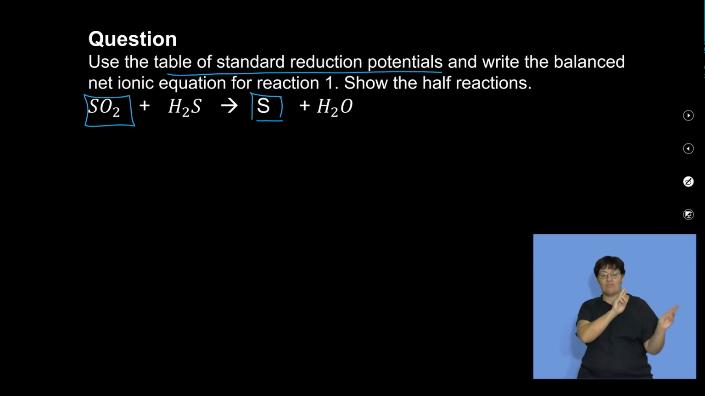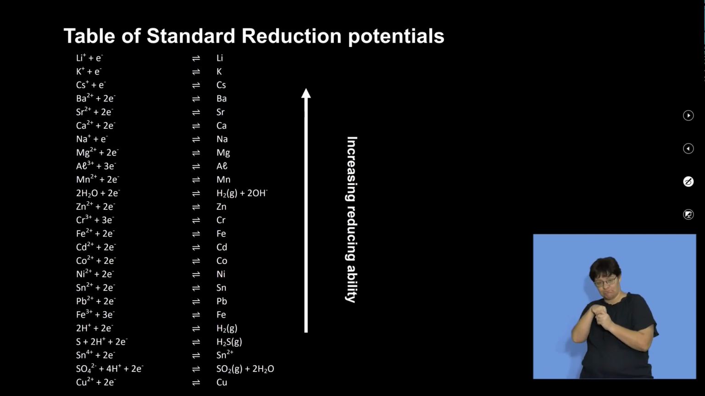So this is the overall reaction. So this is the net ionic reaction. The question wants us to use the table of standard reduction potentials to determine... So which equation are we going to use? We need to go back to our table of standard reduction potentials and identify the relevant one.